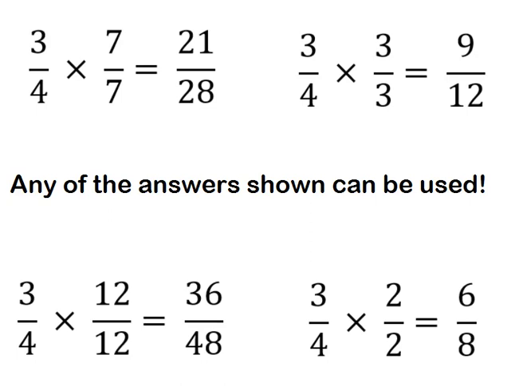Here are some answer choices. Starting at the top left-hand corner, we have 3/4 times 7/7, which is equal to 21/28. We have 3/4 times 3/3, which is equal to 9/12. Bottom left-hand corner now, 3/4 times 12/12 is equal to 36/48. And 3/4 times 2/2 is equal to 6/8.